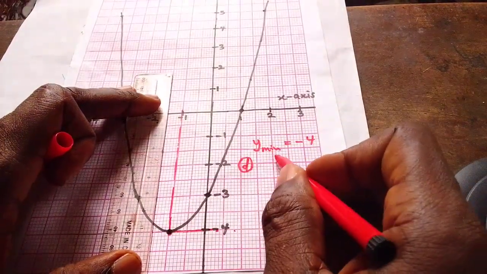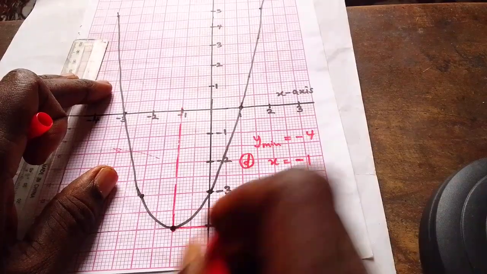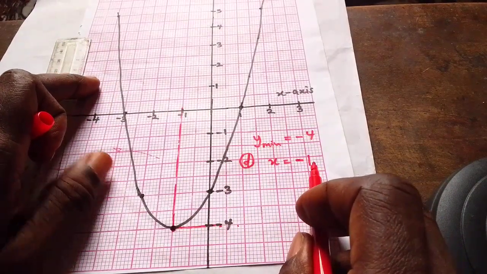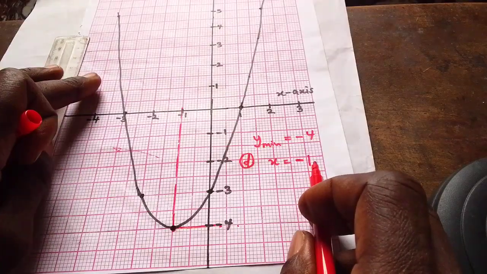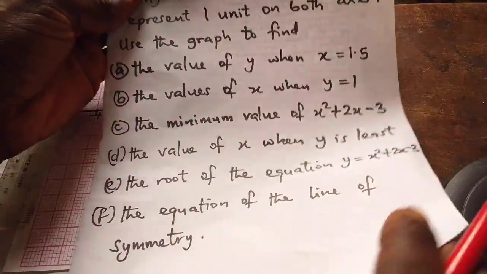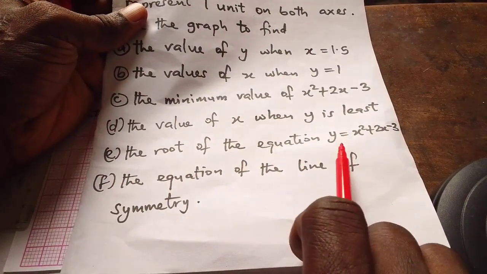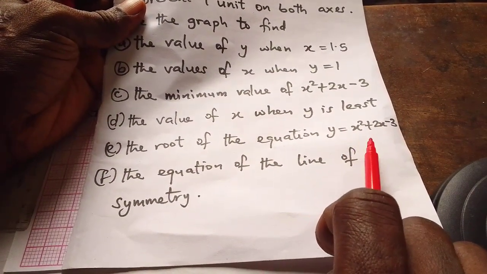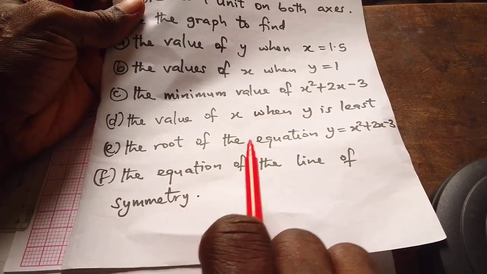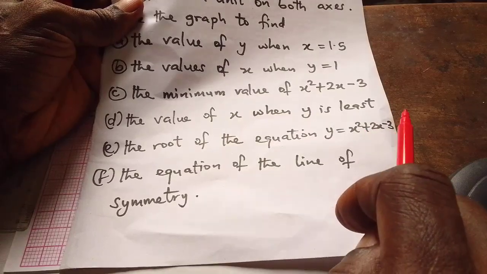So when y is minus 4, x is equal to minus 1. Then they now tell us to look for the roots of the equation y equals x squared plus 2x minus 3.